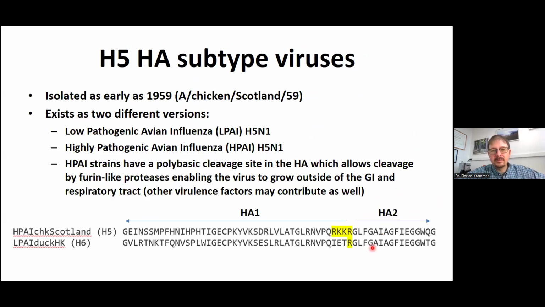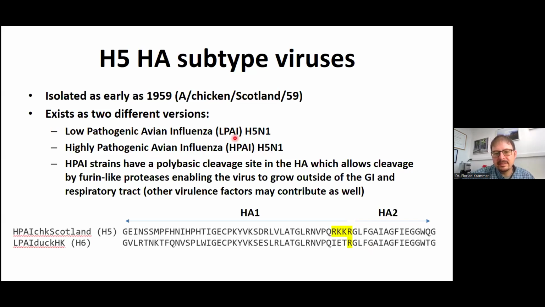So let's talk a little bit about H5N1. H5 is one of the hemagglutinin subtypes of influenza A. It was isolated for the first time in 1959 in Scotland from chickens. We have two different versions of H5N1. We have a low pathogenic avian influenza H5N1, and that's abbreviated LPAI. And then we have highly pathogenic avian influenza H5N1, and that's abbreviated HPAI.